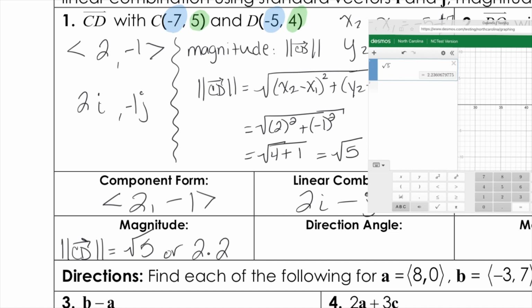So you could write the magnitude as the square root of 5, or you could write your magnitude as 2.2. So you're responsible for being able to give me both the component form and the linear combination, which if you know one, you know the other. You take those arrows off and you replace them with i's and j's, and then calculating that magnitude. You are not responsible for giving me the directional angle for any of these. So let's try another one here.